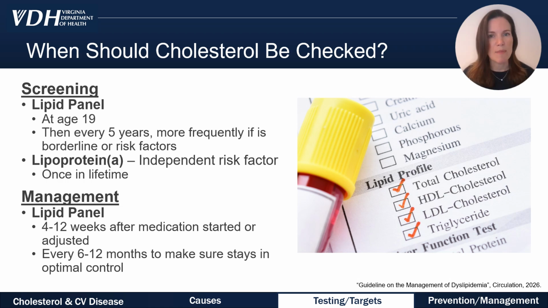If someone is already being treated for high cholesterol, it's also recommended that they get a lipid panel checked 4 to 12 weeks after a new medication is started, or if any adjustments in the dosage have been made. And other than that, that it be checked at least every 6 to 12 months to make sure that the cholesterol levels are being adequately controlled.